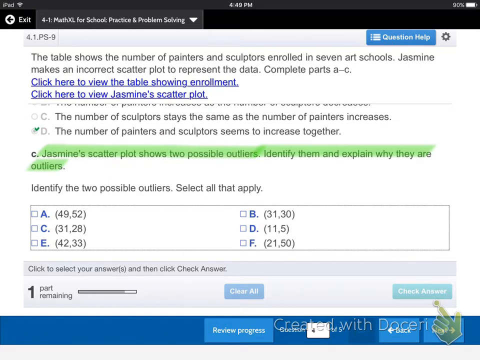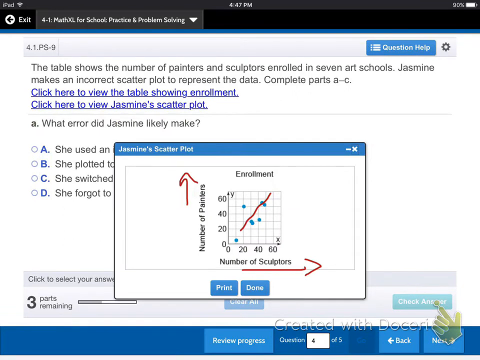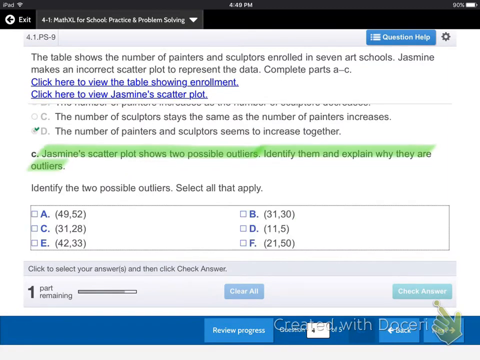So let's take another look at the scatter plot. And we notice that there are possible outliers. It might be this one or this one. These points look like they are sitting just away from the other points, possible outliers. Not definite, but possible.